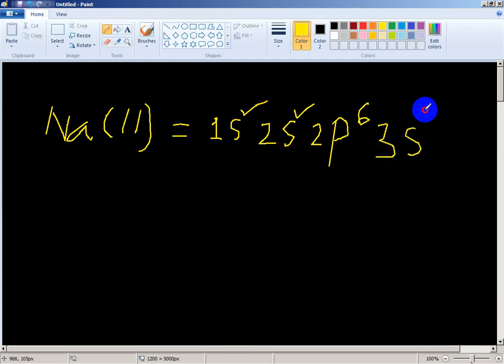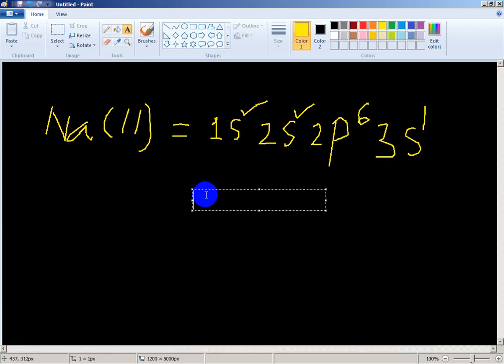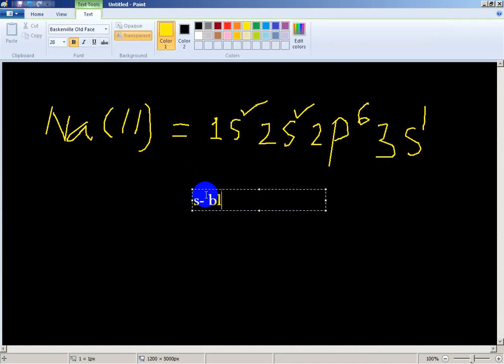Look at this 3s1. In sodium, the last electron enters the s orbital. So sodium is an s block element. Okay, sodium is an s block element.